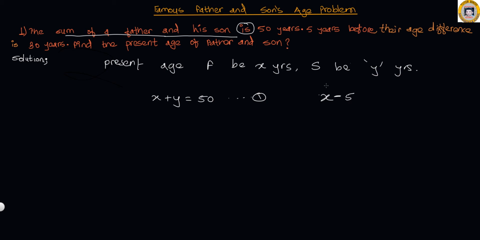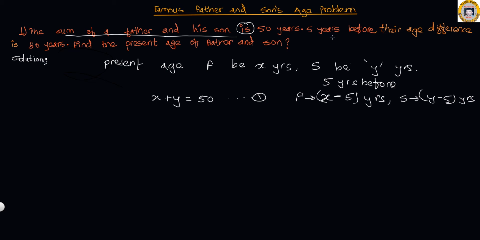5 years before, he will be x minus 5, which is 5 years less than he is now. So 5 years before, father's age would be x minus 5 years. Similarly, 5 years before, the son would be y minus 5. I hope you get this part. Once you get this much, the rest is very easy.